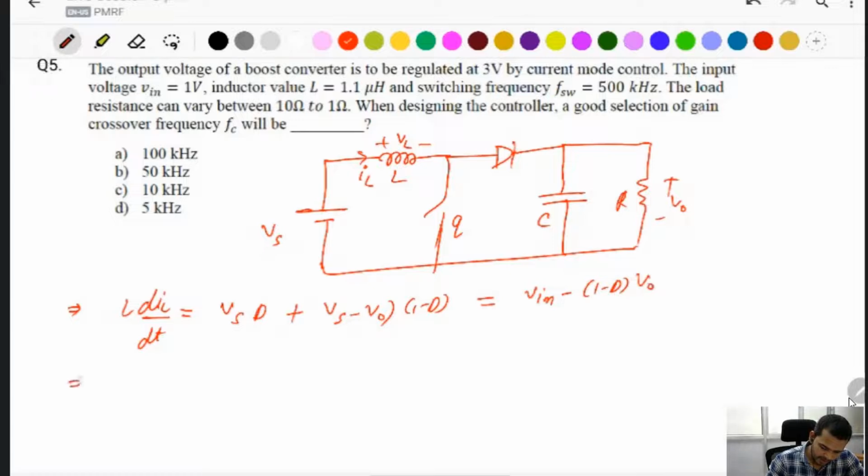Apply perturbation: L dIL cap by dt. Then we find Vin minus, with the perturbation D as D plus D cap and V naught as V naught plus V naught cap. The same I write directly here.